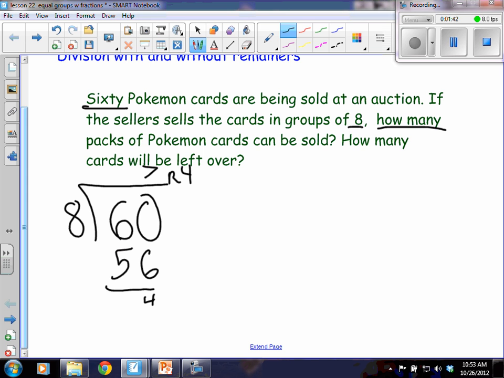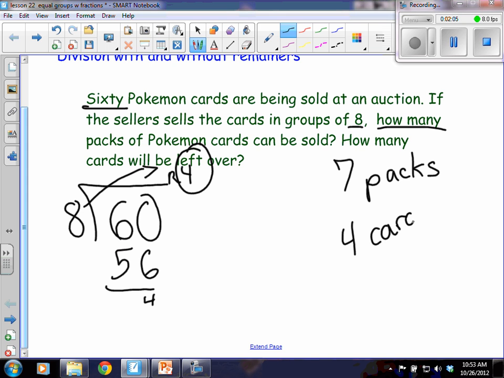First of all, it says how many packs of Pokemon cards. So you could sell 7 packs of cards because 7 times 8 gives us 56. And so we can get 7 full packs. And how many cards are going to be left over? There's our remainder sitting there. And so the second answer is 4 cards remain. And so we have these two ideas. We used the information and we did some division to get us our 2 numbers.